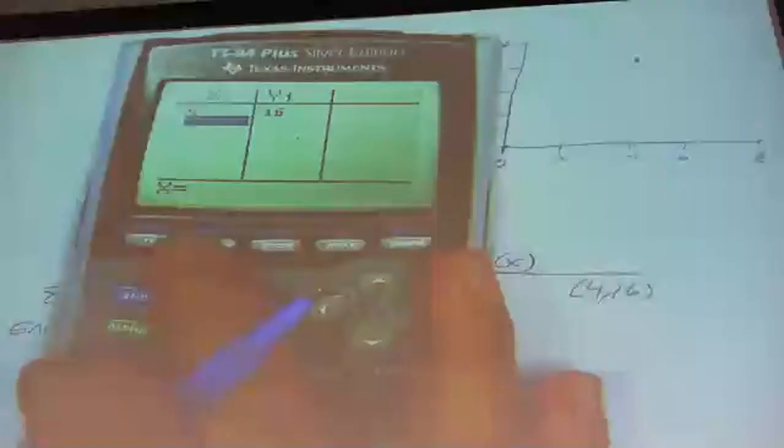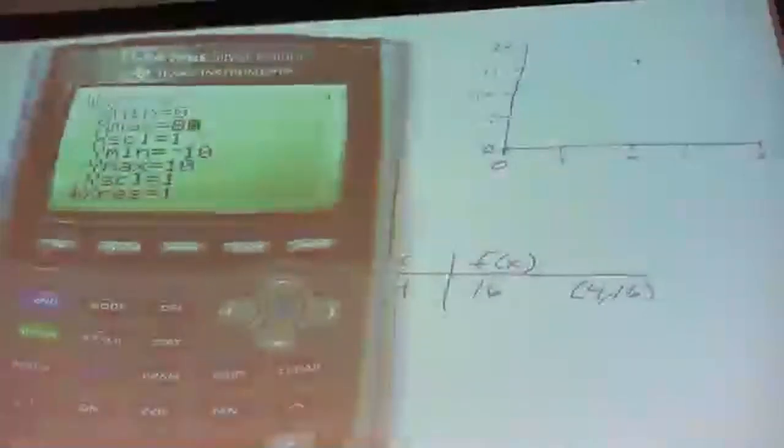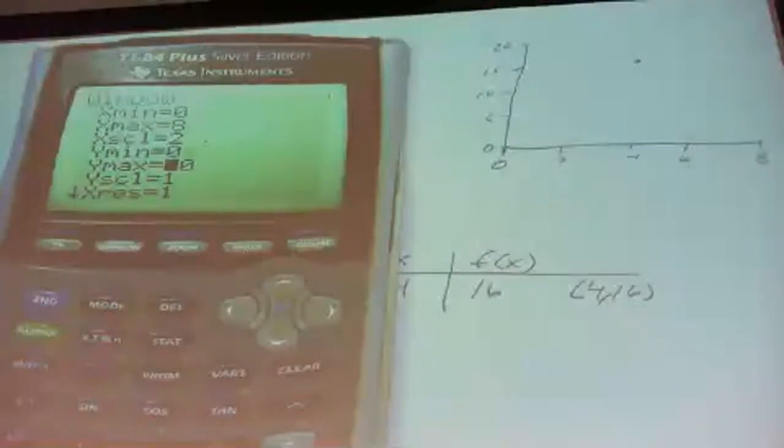Okay? So let's go to our calculator. We decided we're going to go from 0 to 8, counting by 2s, 0 counting by 2. Now, if your window doesn't work, go back and change it. How do you know if it didn't work? If you don't see it, you didn't find it. You didn't get the right window. Hit graph.